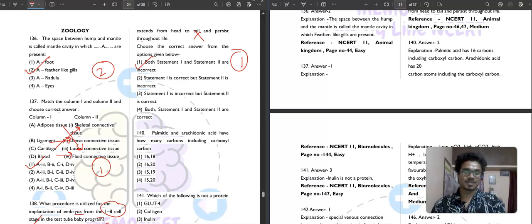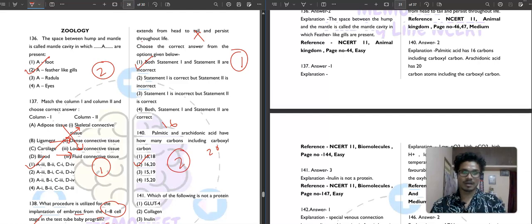Okay. Then question number 140. Palmitic and arachidonic acid have how many carbons, including carboxyl carbon? Palmitic acid has 16 carbons, including the carboxyl carbon. Arachidonic acid has 20. So 16 and 20. So the second option is your correct answer.